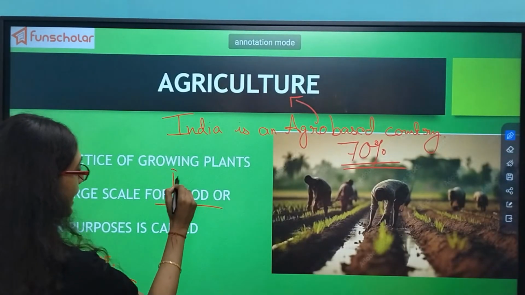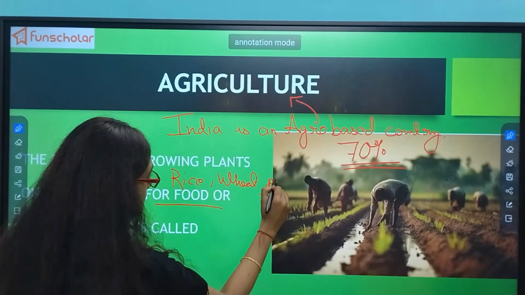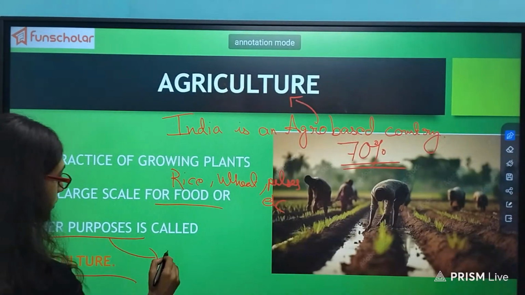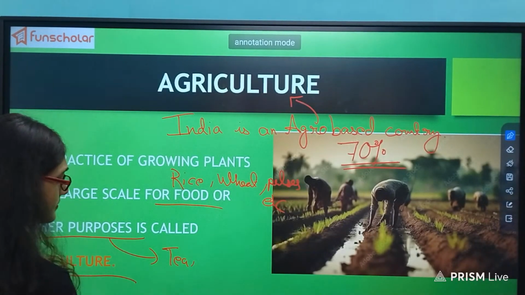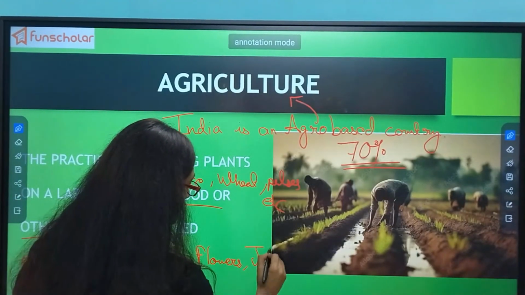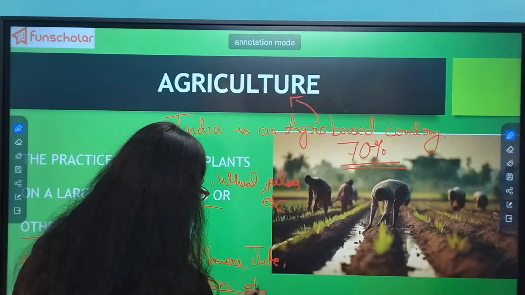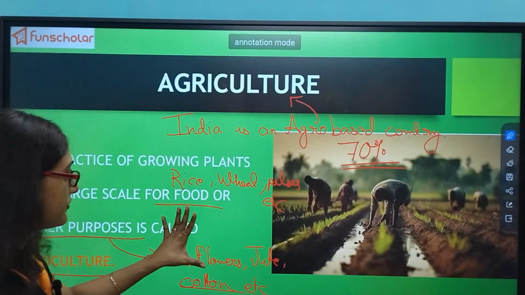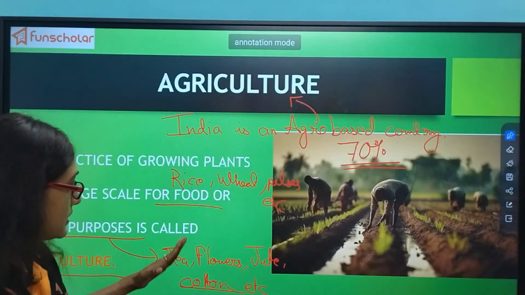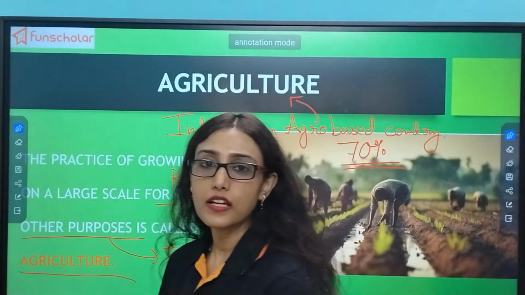For food, you know, rice, wheat, pulses, etc. Other purposes, growing of tea, then flowers, then jute, then cotton, everything comes under other purposes, not only for food, for other materials like from jute, cotton, flowers, tea, coffee, etc. comes under agriculture. So what is agriculture?